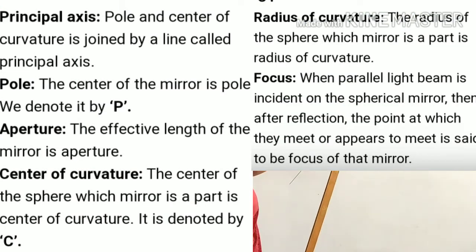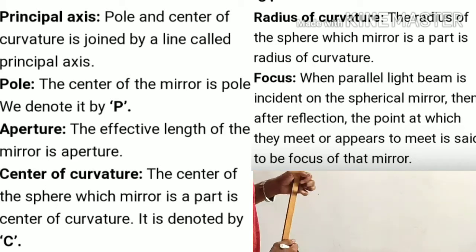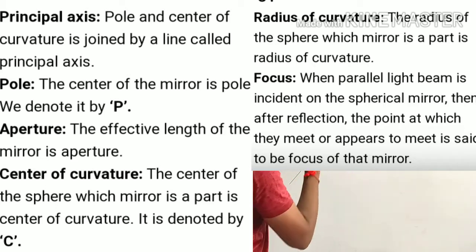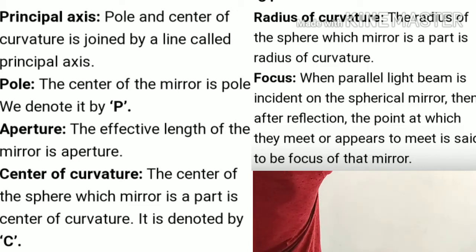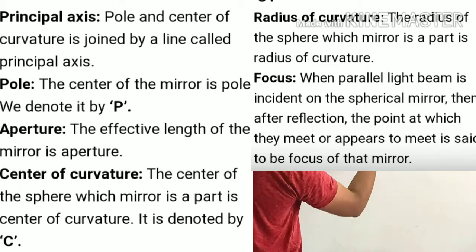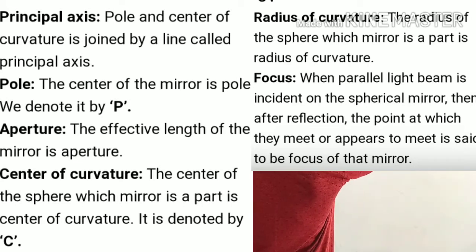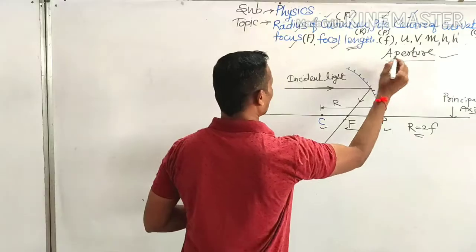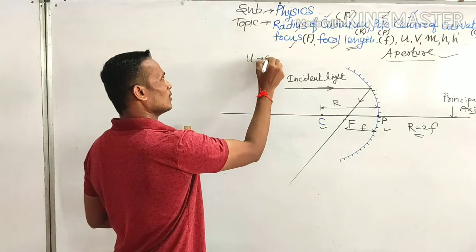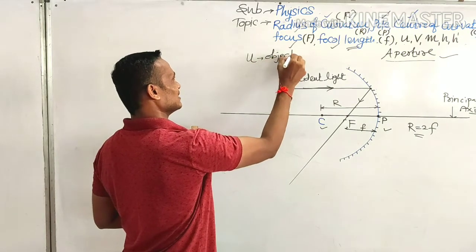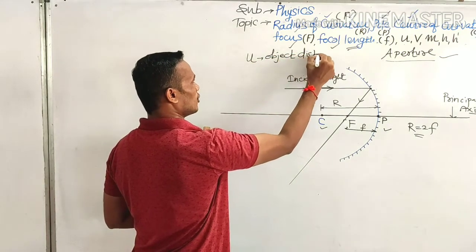So we understand focus, a point where rays meet after reflection. We understand pole, which is a geometrical center of the mirror. Center radius is done. Now we'll find u, v. U is, what is u? Object distance. It is distance of the object.